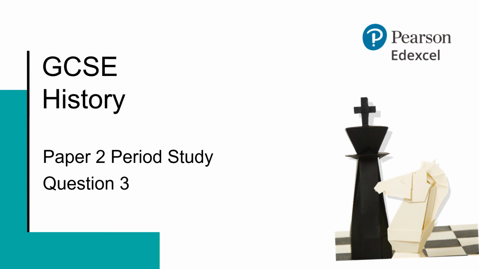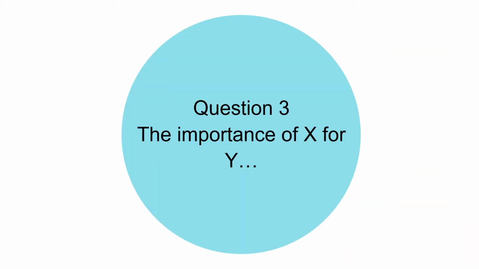Welcome to the student walkthrough video for GCSE History, Paper 2, Question 3. We will look at how the question is constructed, how to answer it, and tips on what makes a good answer. We have other videos available for this paper as a whole and also for each question in detail.